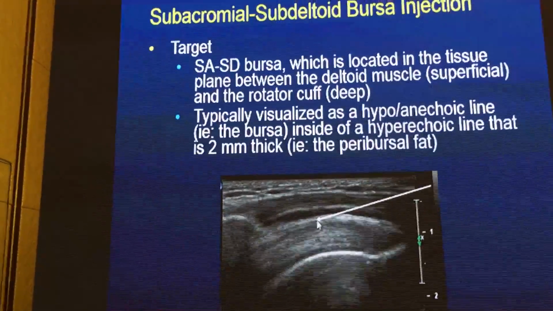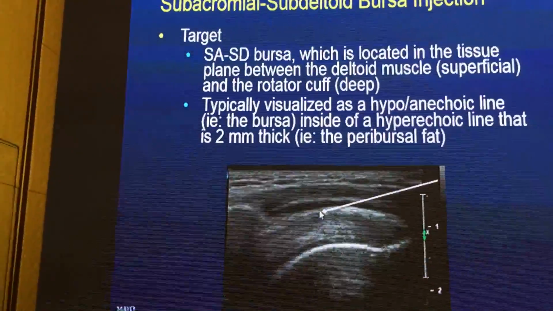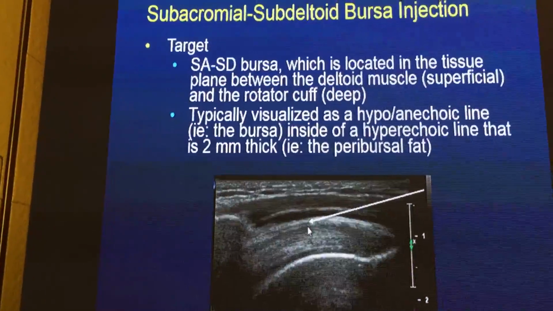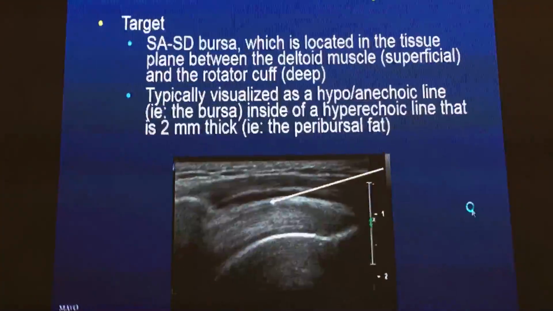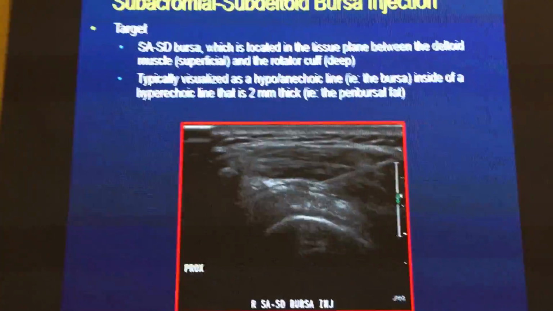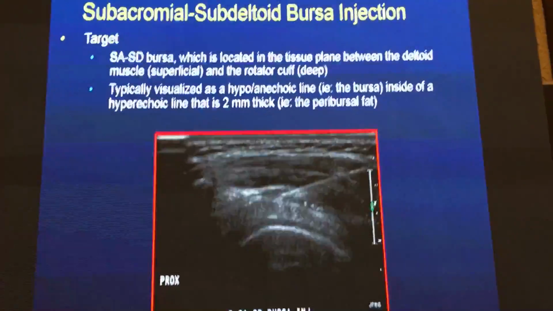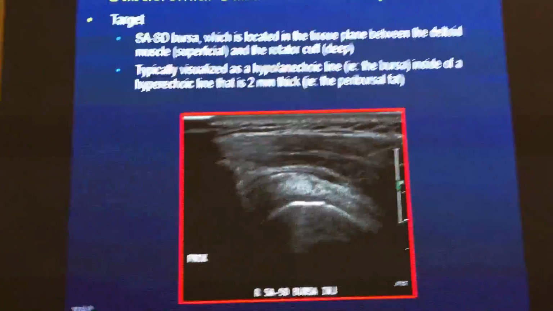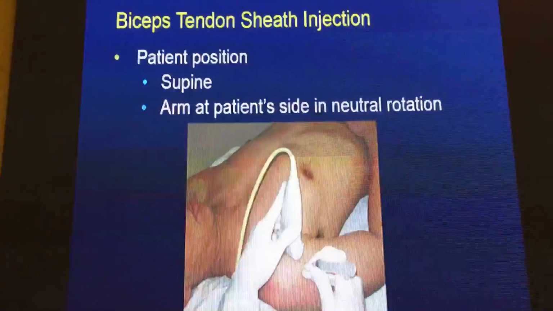The hypoechoic line is the actual bursal lumen, whereas the hyperechoic lines on either side are peribursal fat. And so I want to aim my needle for that little hypoechoic line. So here's a needle going down, and right there it's going into that hypoechoic line and starting to inject into the subacromial subdeltoid bursa.